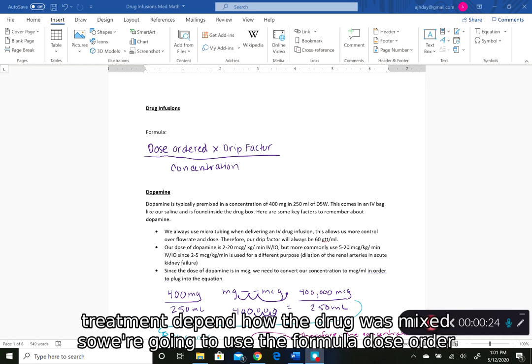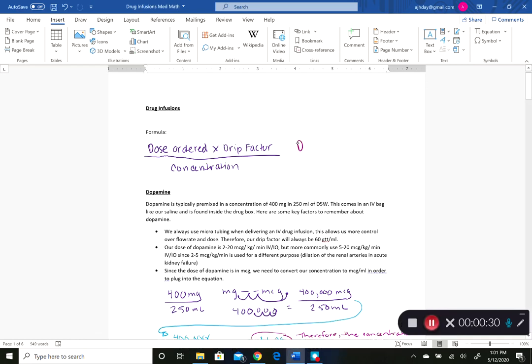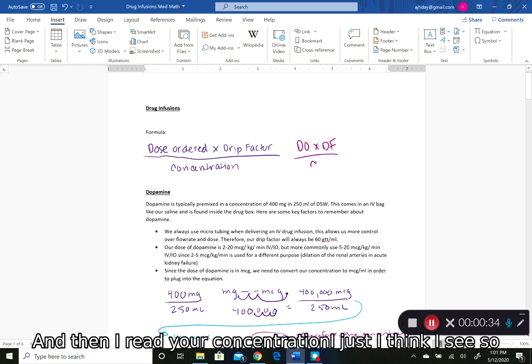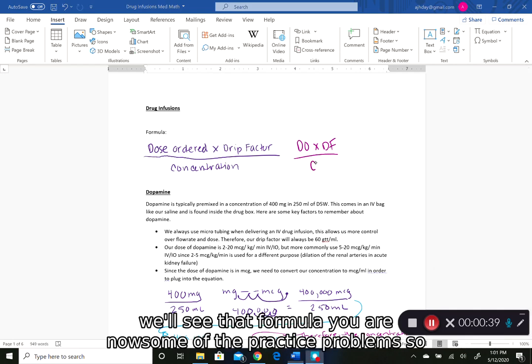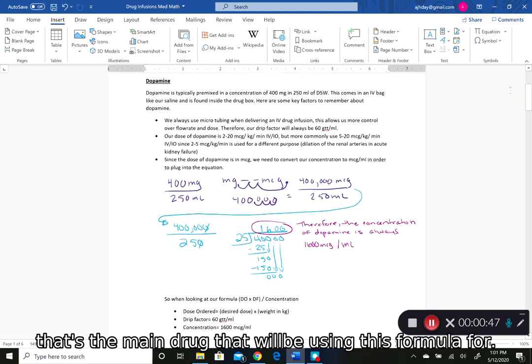So we're going to use the formula dose ordered times drip factor over concentration. And I would abbreviate that just by doing DO times DF, and then I abbreviate concentration by just putting a C. So we'll see that formula written out with some of the practice problems. So we mainly use this for dopamine. So we're going to first look at dopamine. That's the main drug that we'll be using this formula for.